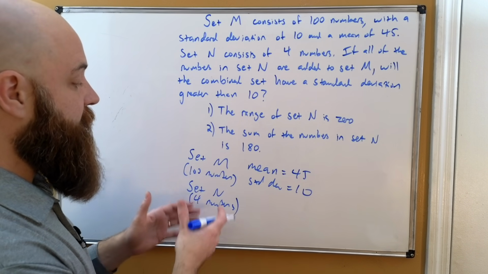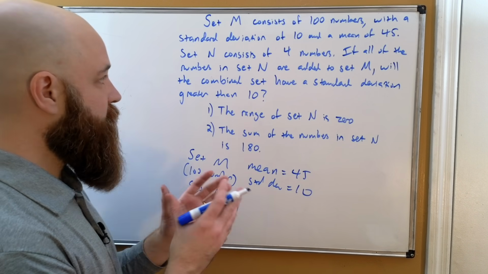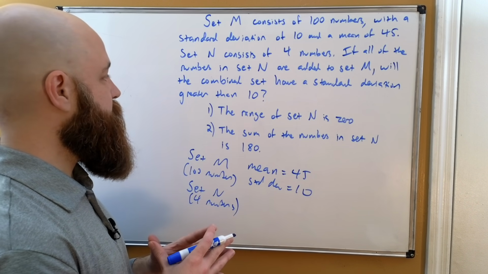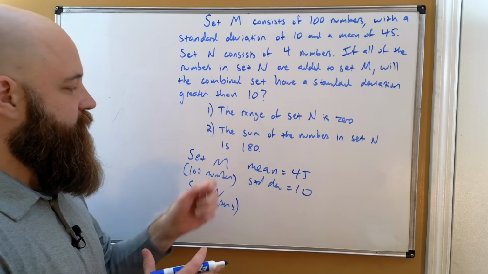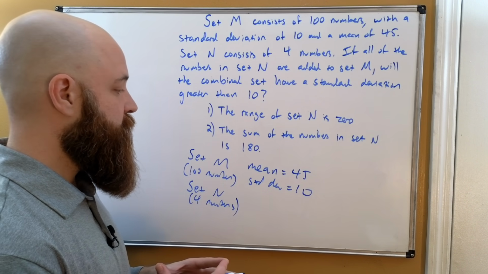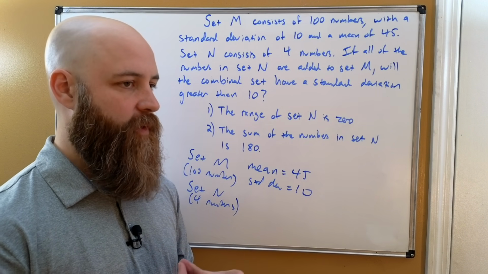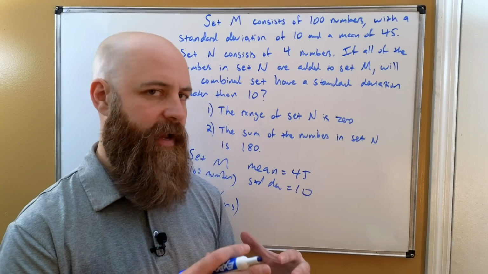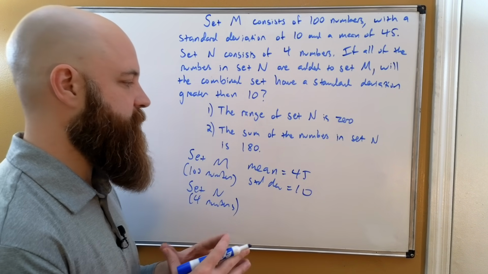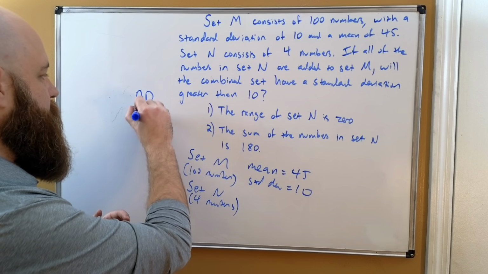Okay, now I'm going to add all these numbers in set N to set M, create a combined set, and they want to know, is that combined set going to have a standard deviation greater than 10? So basically, if I change set M, I add some more numbers to it, what's going to happen to the standard deviation? That's what I'm trying to answer. So I'm asking myself, is it going to make the set more spread out, less spread out, that kind of thing? That's what this question seems to be getting at. Okay, so let's see if these statements help me answer that question.